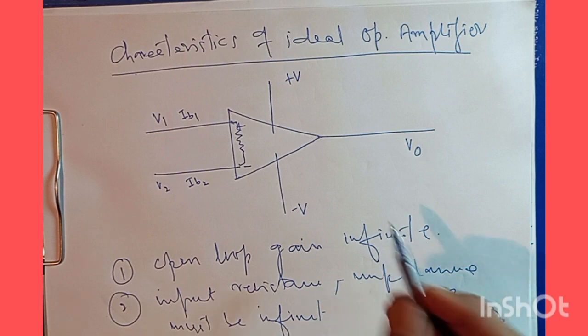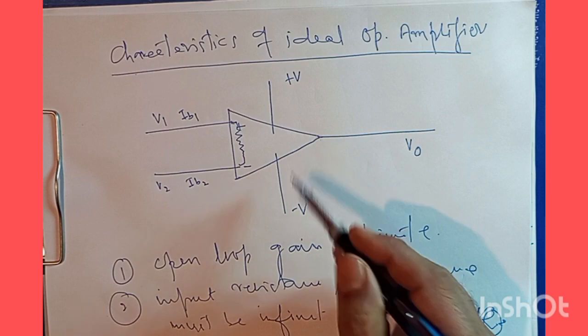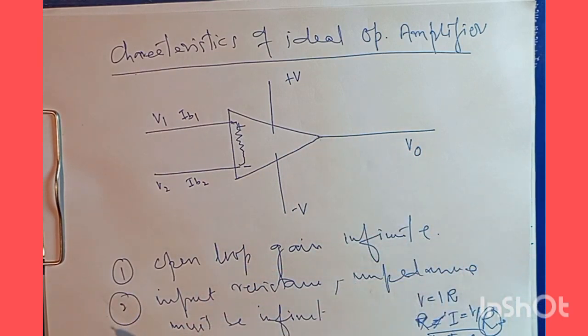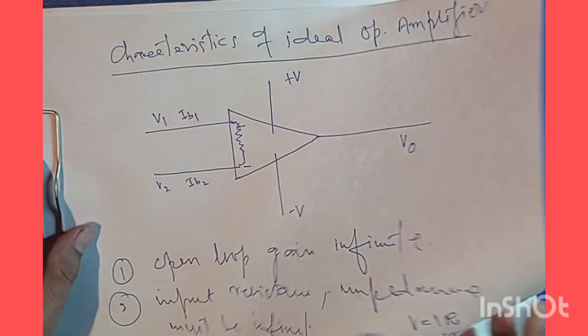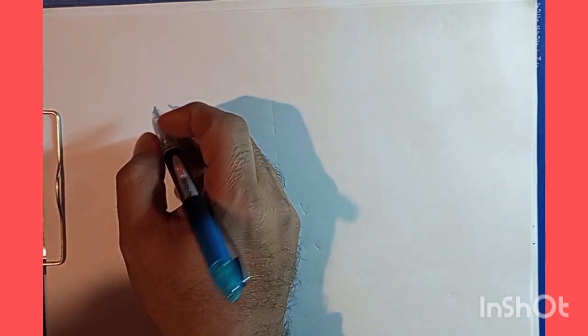And about its output, the output impedance of the operational amplifier should ideally be equal to zero. So that's another important point, that this output impedance should be ideally equal to zero.